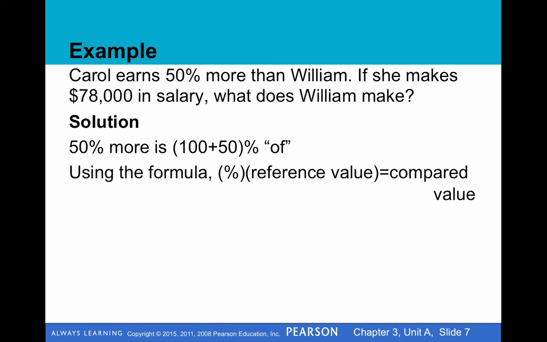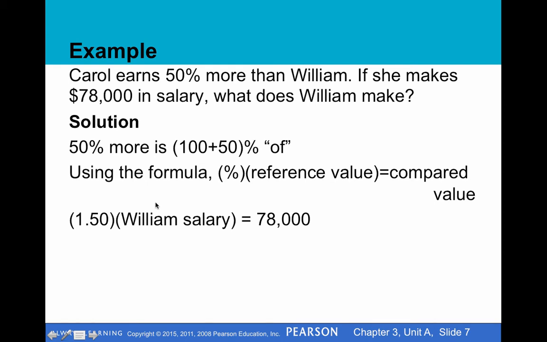Okay, so then go back to my original formula. We're not using 50% in here. We're using the 100 plus the 50% in this part right here, because my formula always uses the word of, which means to multiply. So we didn't say 50% of, we said 50% more. So you have to convert it to the 150%, which is 1.5. And 1.5 of the 150% of William's salary, that's what we're referring to. We're referring to William, is the 78,000 that Carol earns.